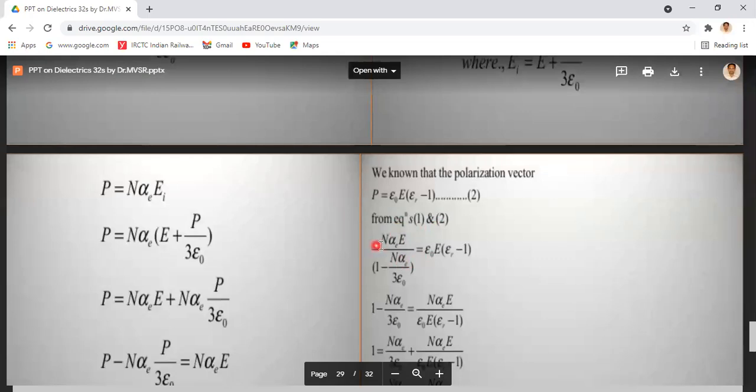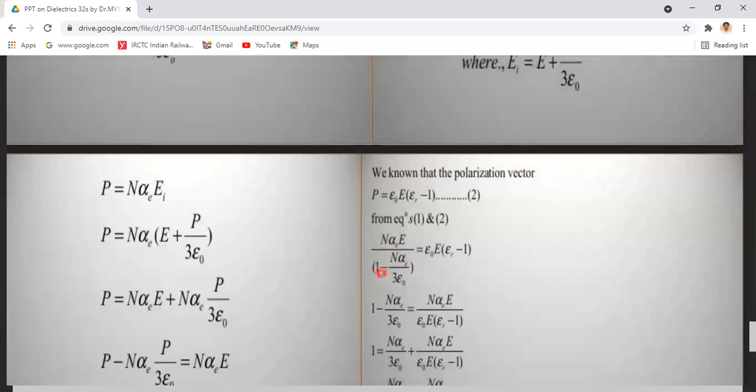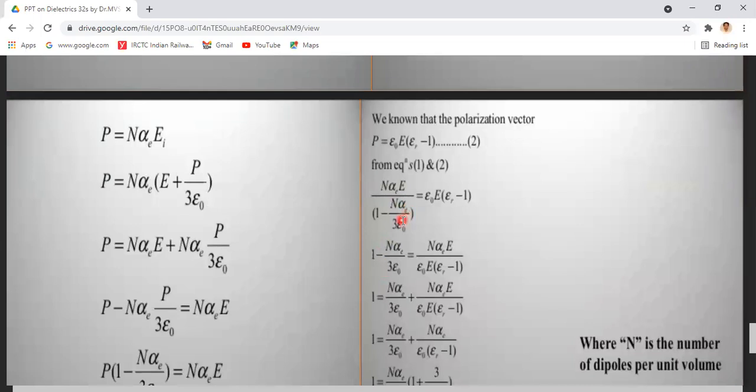So n alpha E bar by 1 minus n alpha E by 3 epsilon naught is equal to epsilon naught E bar into epsilon r minus 1. So by solving this, the term 1 minus n alpha E by 3 epsilon naught is taken to the right-hand side, and this term comes to this side: n alpha E bar by epsilon naught E bar into epsilon r minus 1. So 1 minus this negative term is also going to the right-hand side.